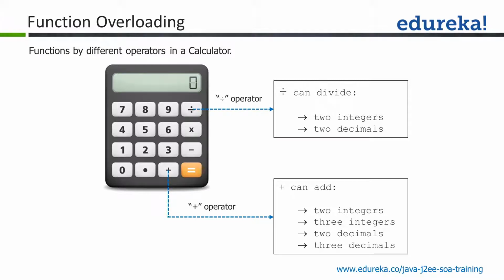Polymorphism is existing in more than one form. If you see divide, as in the operator on the calculator, or plus as in the operator on the calculator, basically they can perform multiple operations. For example, divide can divide two integers. It can also divide two decimals. Similarly, add can not only add two numbers, it can add three, four, five numbers. It can also add two, three, four, or five decimals. So we can say plus and divide can perform multiple operations. They exist in more than one form.